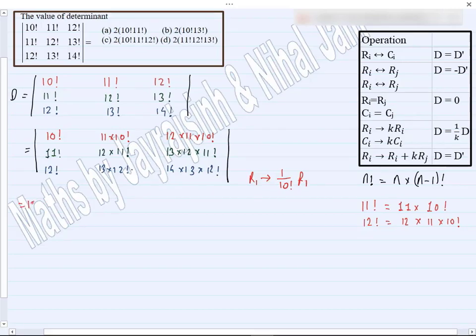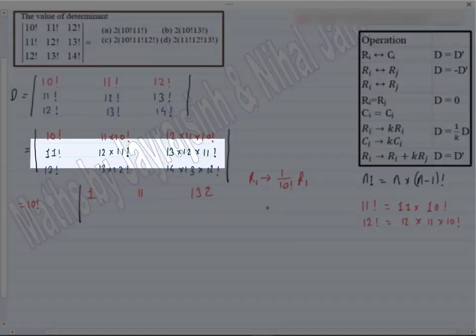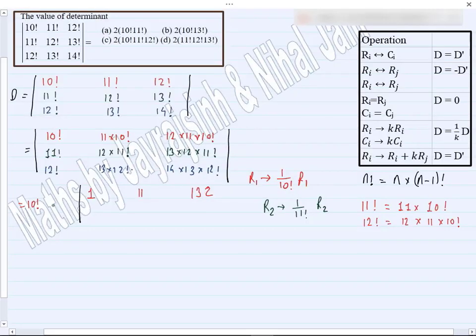So we have to multiply 10 factorial with the determinant, and our first row will be 1, 11 and 12 into 11. We can say 132. Same way, we can divide the second row by 11 factorial. So we have to multiply 11 factorial with the determinant, and our second row will be 1, 12 and 13 into 12, or we can say 156.